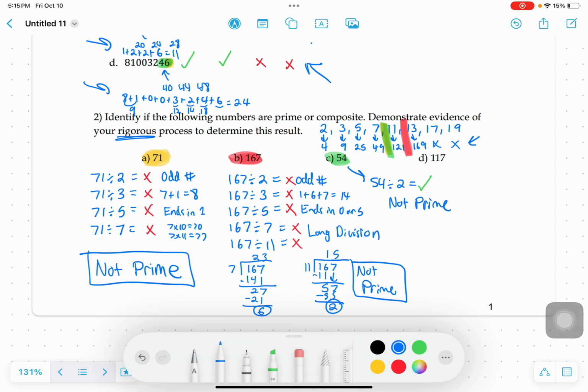Oh, oops, I made an error. Let me erase that. These are prime. My brain saw the red symbol and thought not, but that's not true. If it fails all the tests, it's prime. If it passes the test, it's not prime. All right.